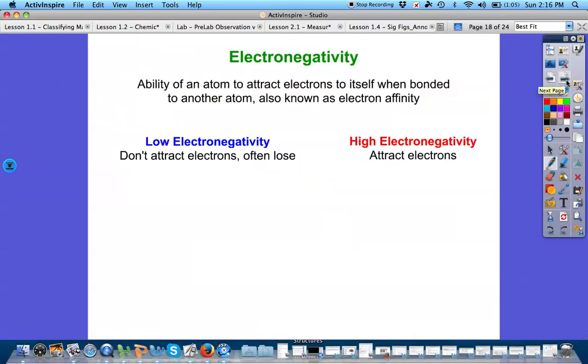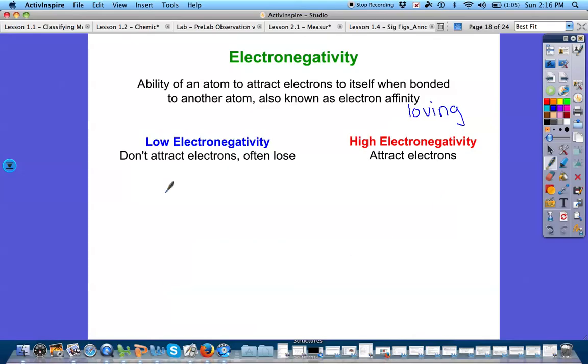And then our last trend is electronegativity. Electronegativity is the ability of an atom to attract electrons to itself when it is bonded to another atom. This is also known as electron affinity. When you have the affinity for something, you love it or you like it a whole lot. So you can also think about this as electron loving.